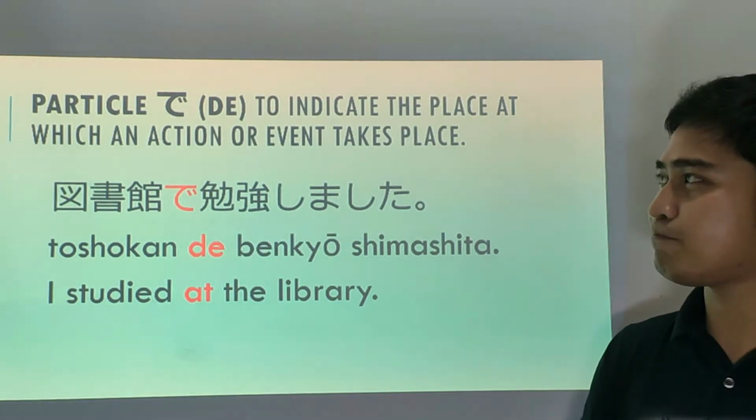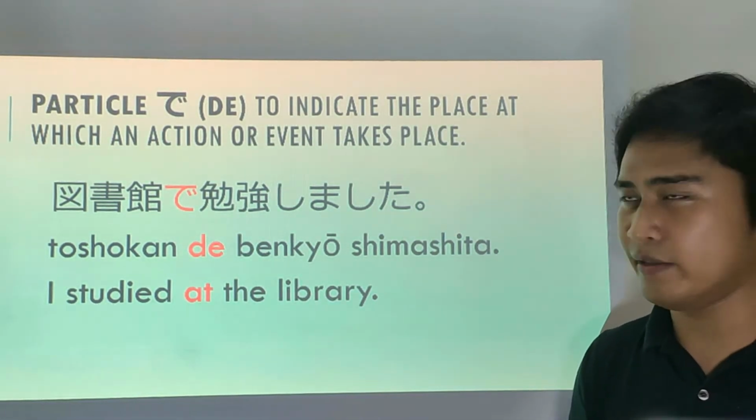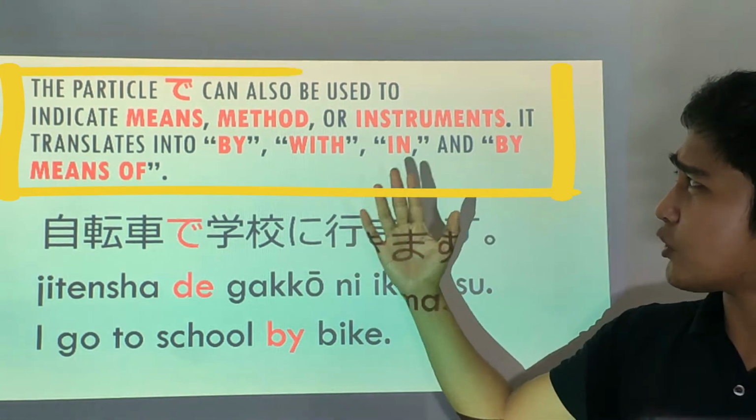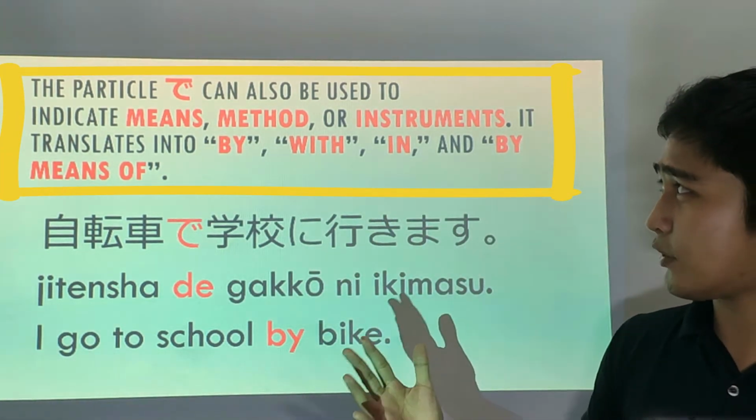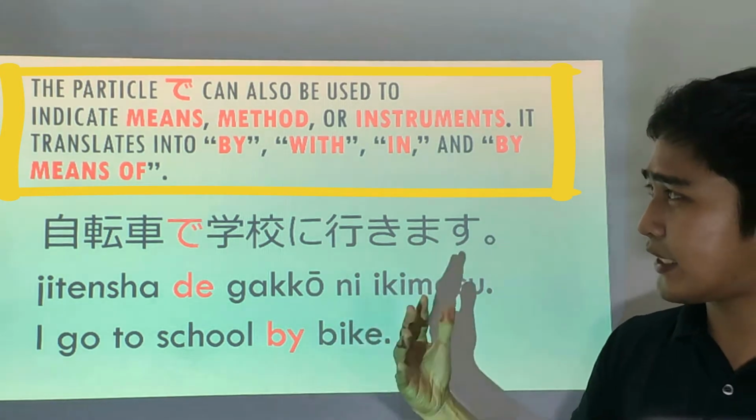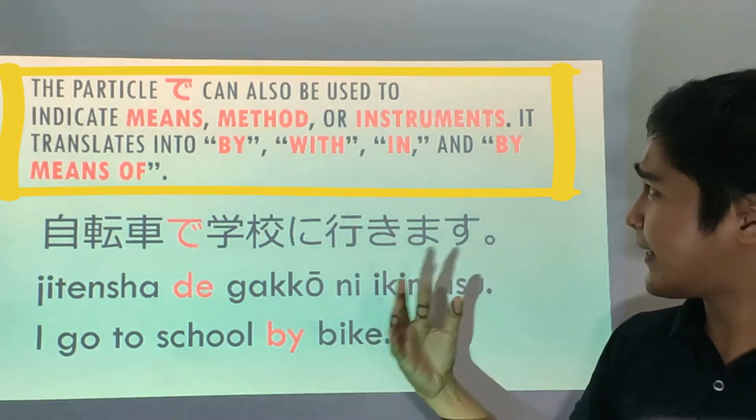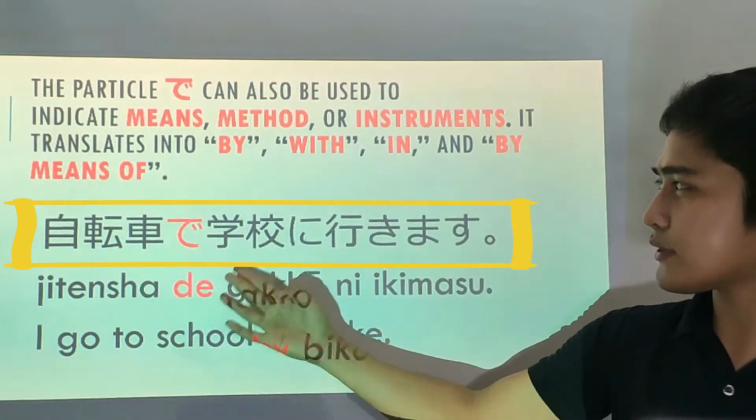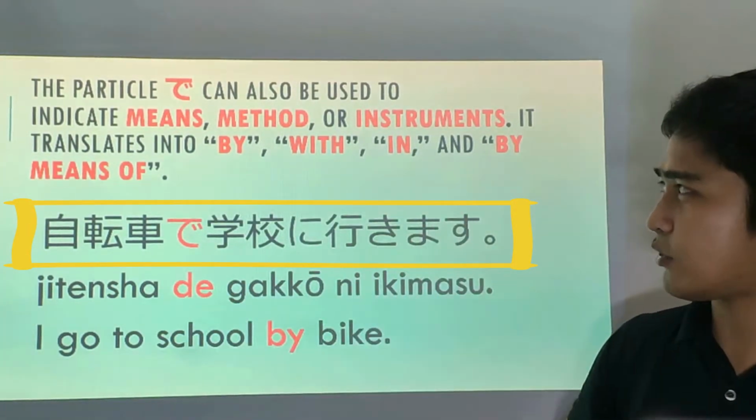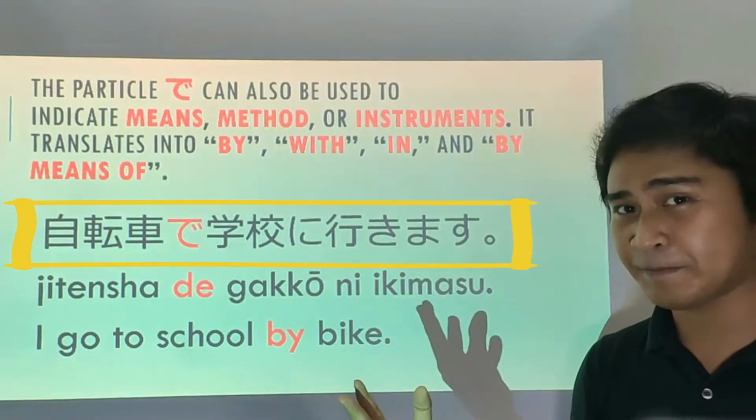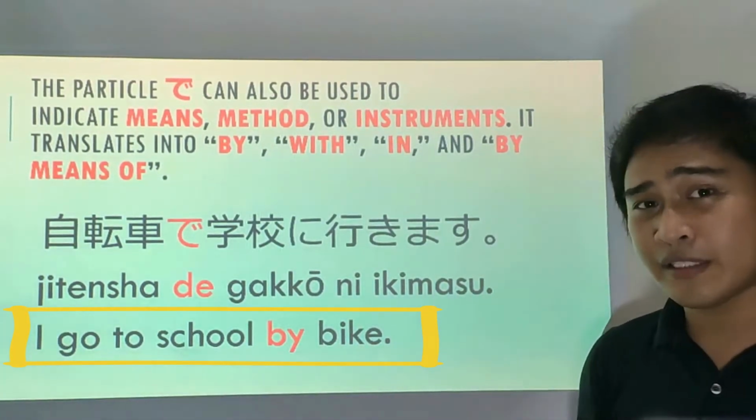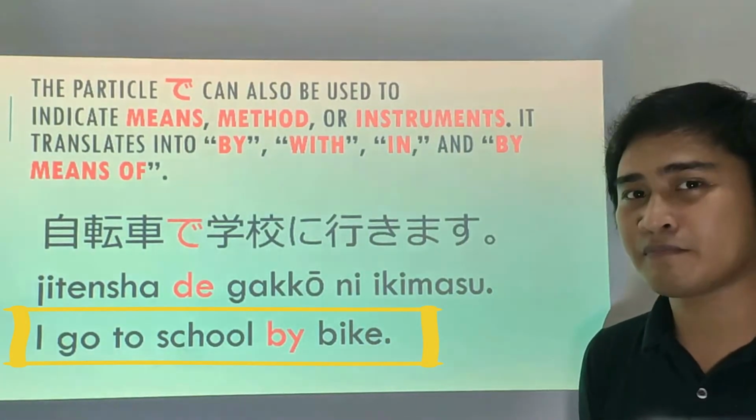Okay, next na gamit ng particle de. Yan yung una. Pangalawang gamit niya: the particle can also be used to indicate means, method or instrument. It translates into by, with, in, and by means of. Jitensha de gakko ni ikimasu. Okay, means of transportation. I go to school by bike. So yan yung isang gamit ni particle de.